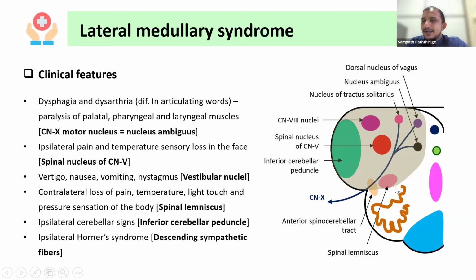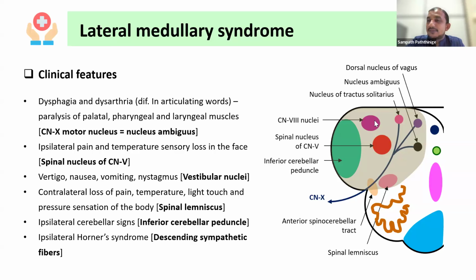The spinothalamic lemniscus may or may not be affected. If it is affected, it will cause contralateral loss of pain and sensation. So the sensation in the face will be affected on one side, and the sensation of the body will be affected on the other side. The face sensation is due to the spinal nucleus of the trigeminal nerve. The body general sensation, except the vibration and proprioception, is from the spinal lemniscus.